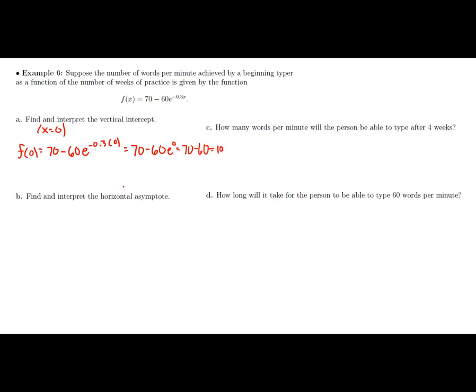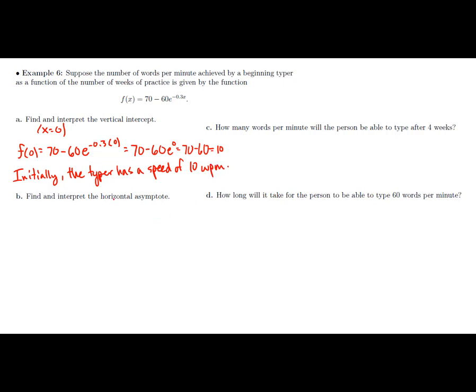So I end up getting 10 as my answer. So what this is saying is that when no time has gone by, this typer can do 10 words per minute, right? Or we could say initially, the typer has a speed of 10 words per minute.